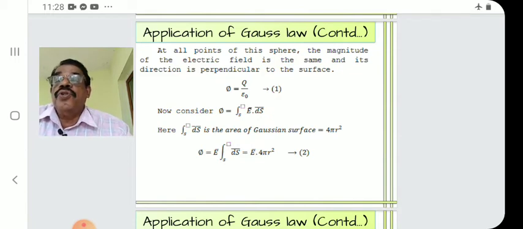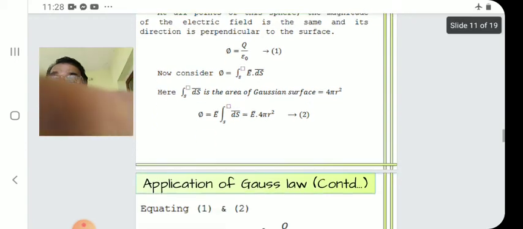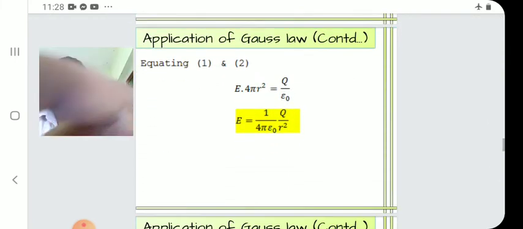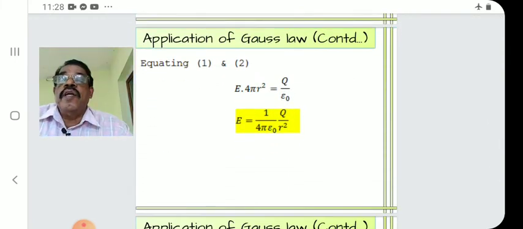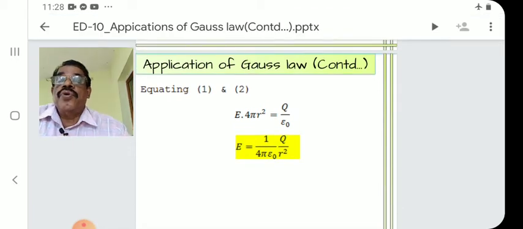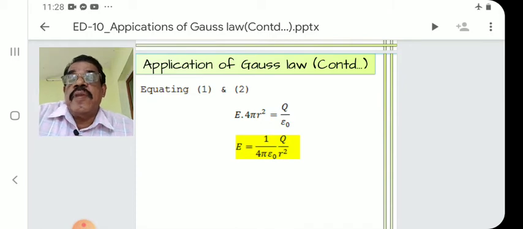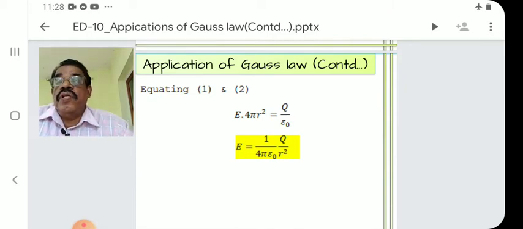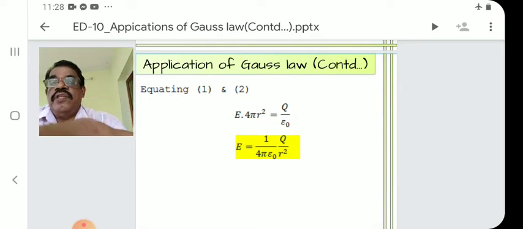Therefore phi is equal to E into surface integral ds, which is E into 4 pi r square, equal to 1 and 2. We get E into 4 pi r square is Q by epsilon 0. E is 1 by 4 pi epsilon 0 Q by r square. The same relation that we saw in the case of a charged conducting sphere. There is no change in the relation.